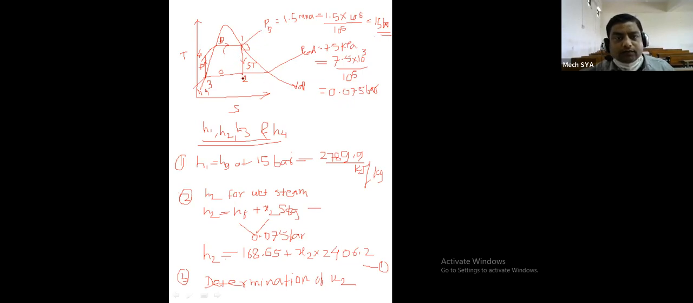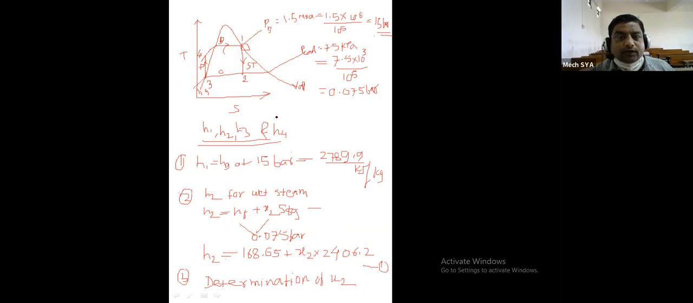Dry and saturated steam is supplied to the turbine. Then 2 to 3, 3 to 4, as usual the Rankine cycle we have drawn. Now they have asked to calculate the efficiency of the Rankine cycle, the specific steam consumption, heat rejected, heat supplied, and many other parameters.